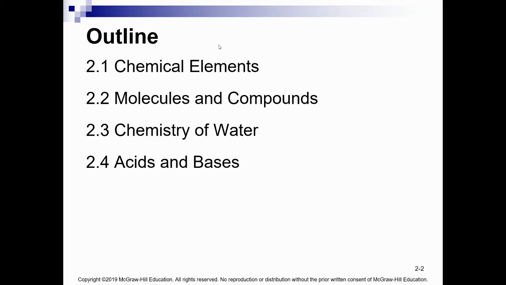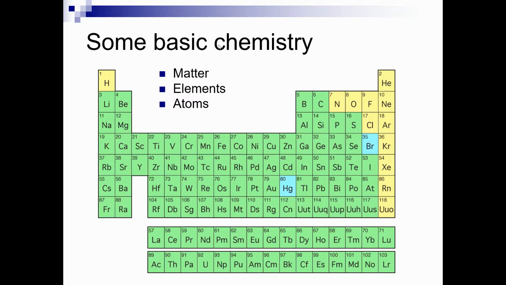Our outline, the topics we'll hit today for the chapter: chemical elements. We'll talk a little bit about what those are, about molecules and compounds, how we form those. We'll look at the chemistry of water, and then finish up with a little bit on acids and bases.